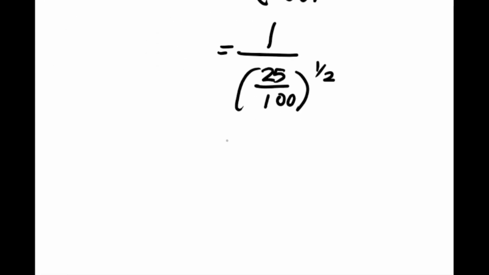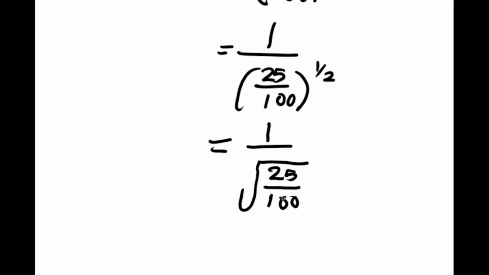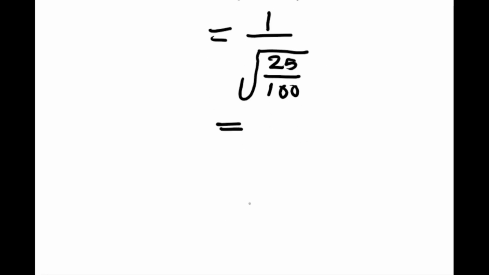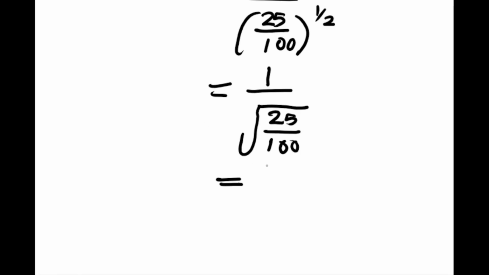This will give us 1 over, and half from our law of indices means square root. So we're going to have 1 over the square root of 25 over 100. Solving further, what is the square root of 25? A number you multiply two times to give you 25, that is 5. So we have 1 over 5.